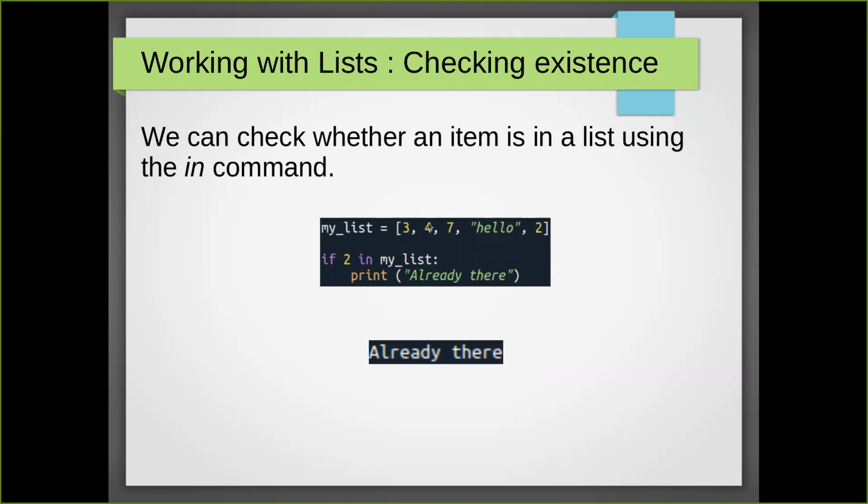So it'll go to the list and it'll check to see if value 2 is in that list. If it is, then it'll print already there. And of course it is in this case. So it's there. The in command you'll find very, very useful, and we'll show you examples of how that's useful as we get into some of the more advanced methods later in the course.